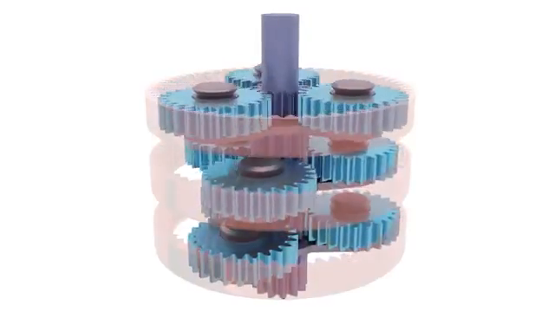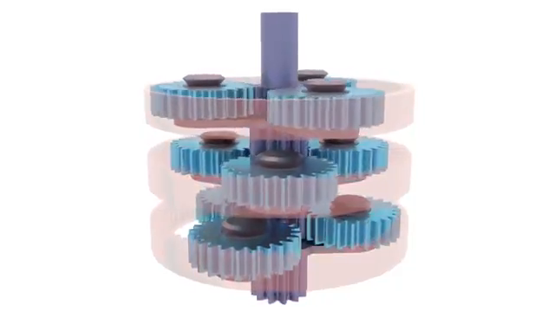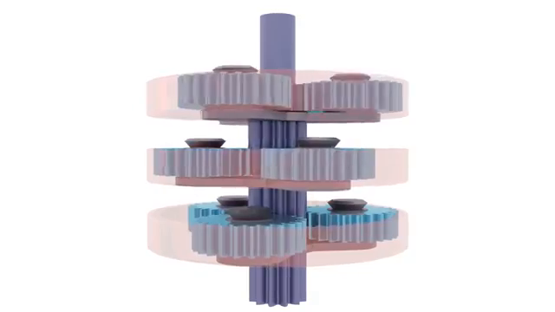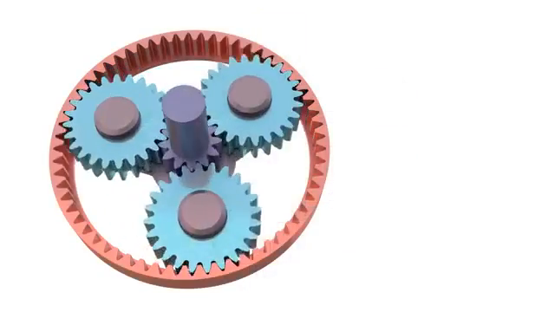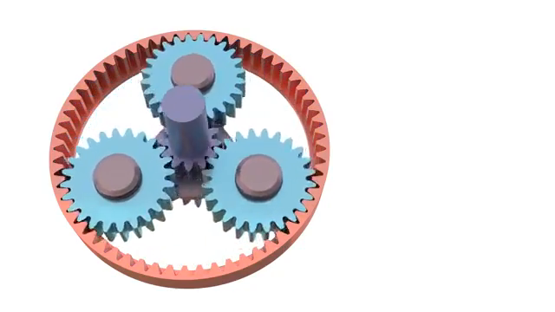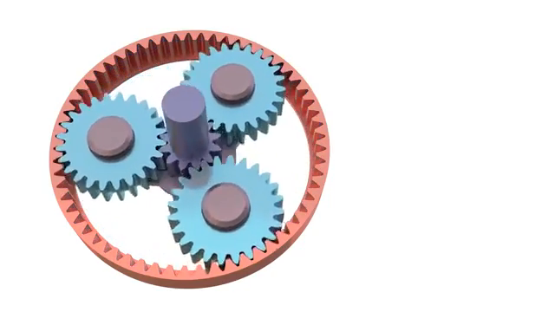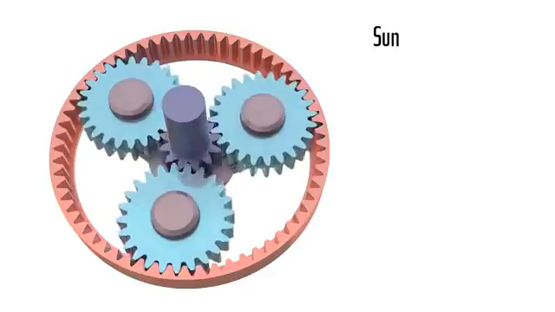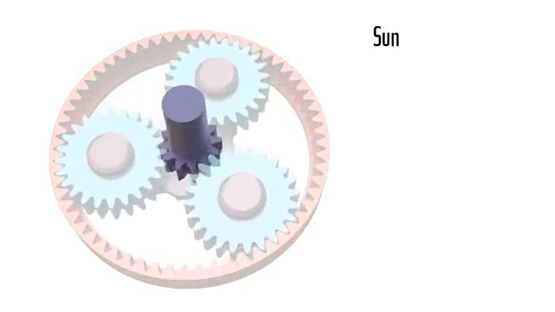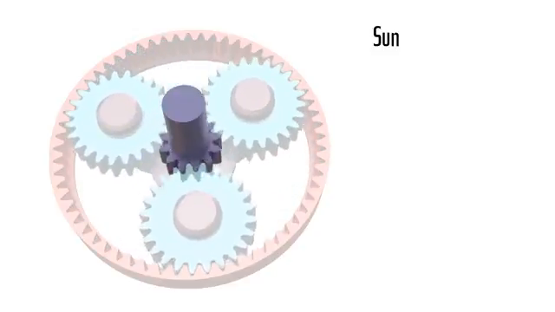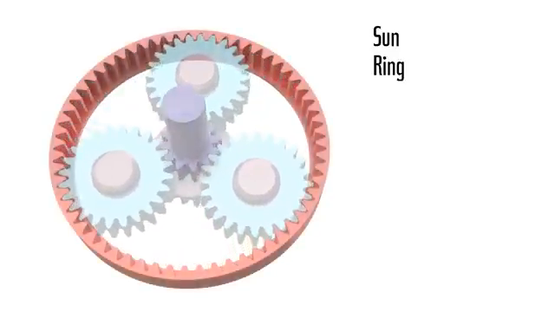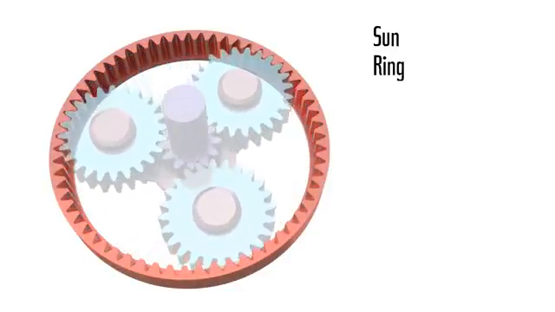In this tutorial, you will learn how to model a planetary gear mechanism in Blender. A simple planetary gear system consists of three components. The gear in the center is called the sun gear. The outer gear with the teeth pointing inwards is called the ring gear.